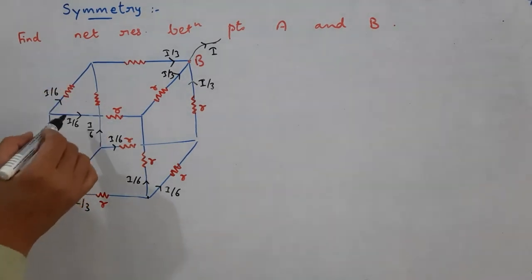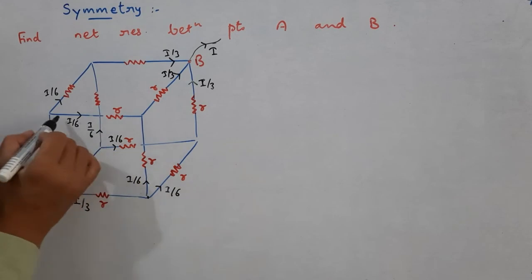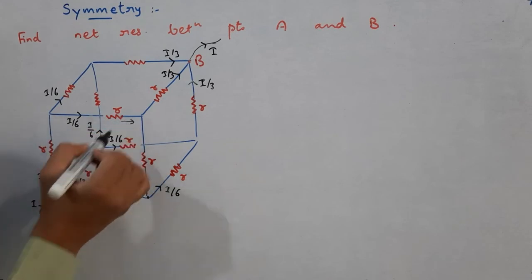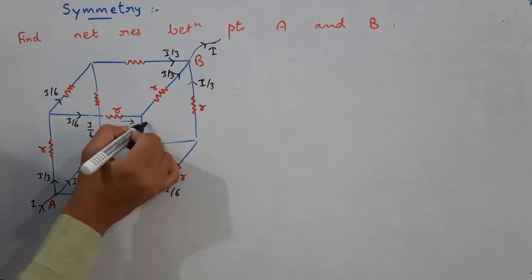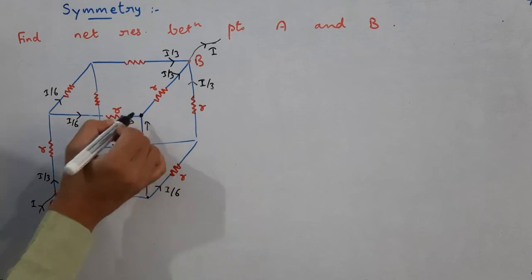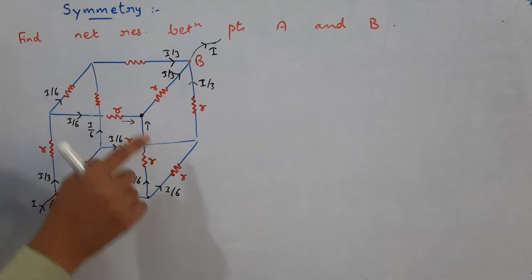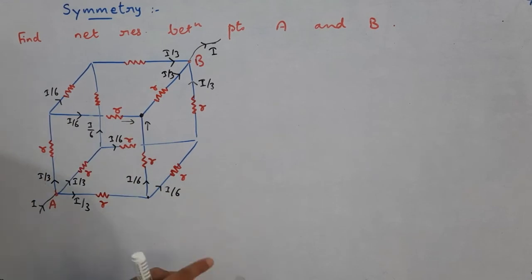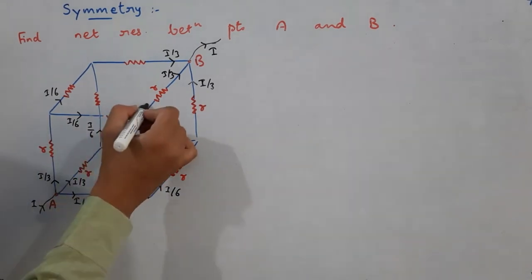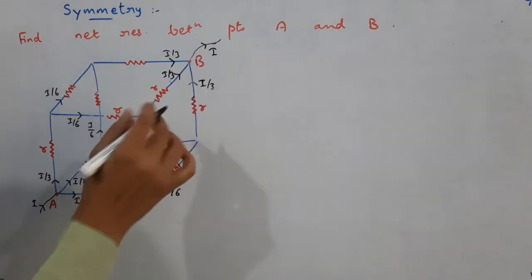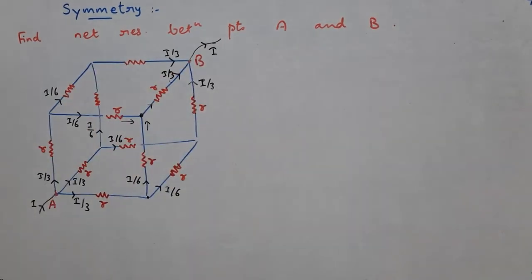And you can see now this I by 6 flows like this. This I by 6 flows like this, and at this point they combine together. So what will be I by 6 plus I by 6? That will be 2I by 6. That is I by 3. So you see this current becomes I by 3, and likewise other cases you can understand yourself. So this is step number 1.